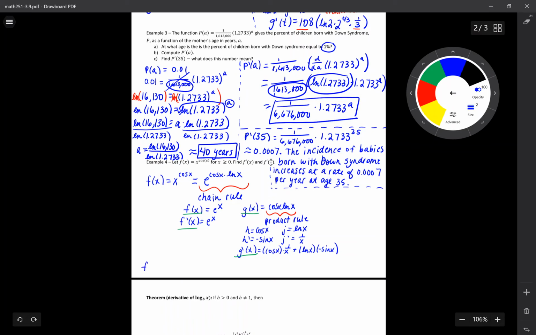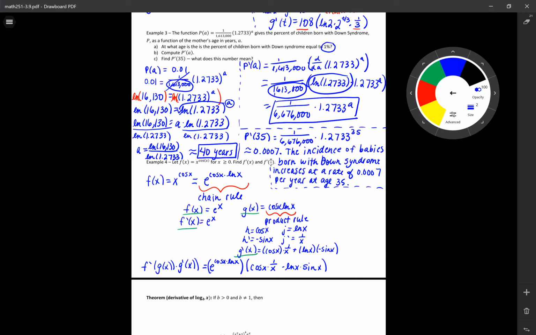So I see that f prime of g of x times g prime of x is equal to e to the power of g of x, which is cosine x times natural log of x, times g prime, which is cosine x times 1 over x, minus natural log of x times sine of x.